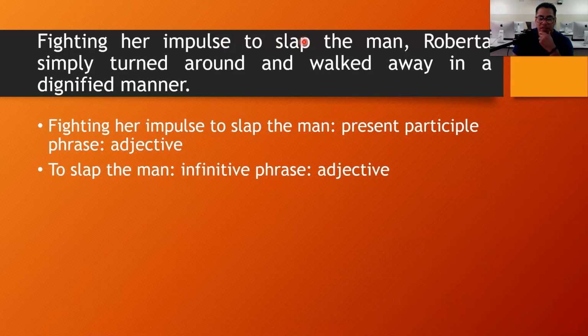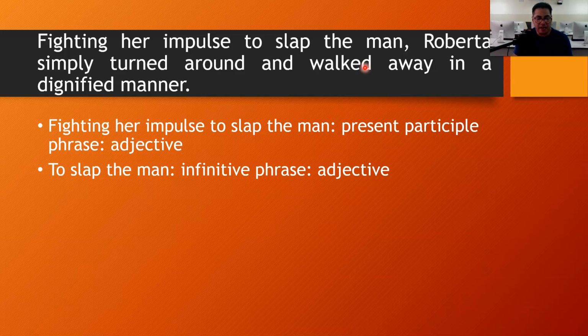Then I continue reading. Roberta simply turned around and walked away in a dignified manner. Teacher, those are past participles, turned around and walked away. No, they are not past participles. They are the verb forms, right? This is past tense and this is past tense. That's why I tell you that you have to be very careful with regular verbs in past, because sometimes we can get confused with past participles. But remember that the past participle is going to take a meaning ado, ido. Again, this applies for people who speak Spanish. If you speak other languages, of course, this might not be helpful for you right now.